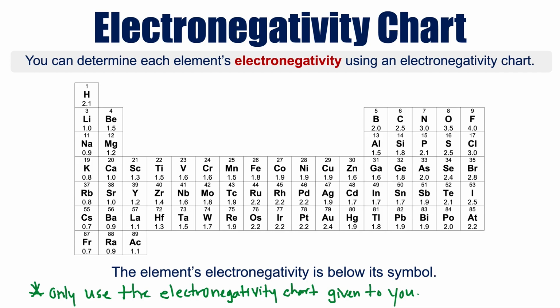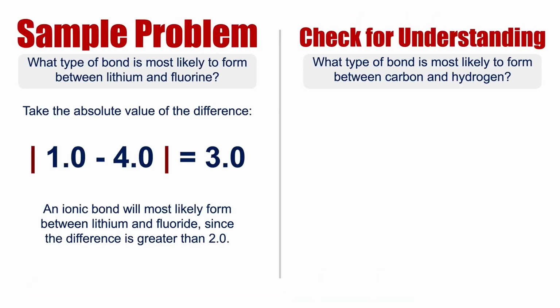On the electronegativity chart, below each element's symbol is its electronegativity value. Notice how there are no noble gases. Noble gases generally don't want to form chemical bonds, so we're not going to assign electronegativity values to them. To solve these types of problems, you'll take the difference in electronegativity for the two elements. Just make sure you're taking the absolute value difference, so disregard any positive or negative symbols. You're just looking for the magnitude of the difference between them. So for lithium and fluorine, the difference would be 3.0. Since that's greater than 2.0, an ionic bond is generally most likely going to form.